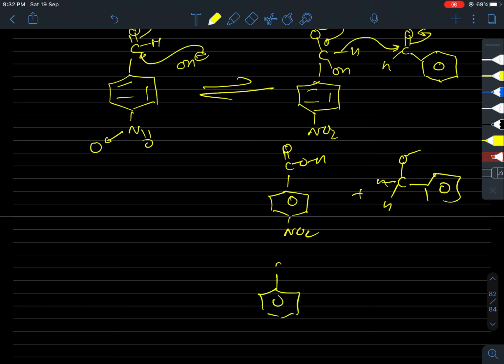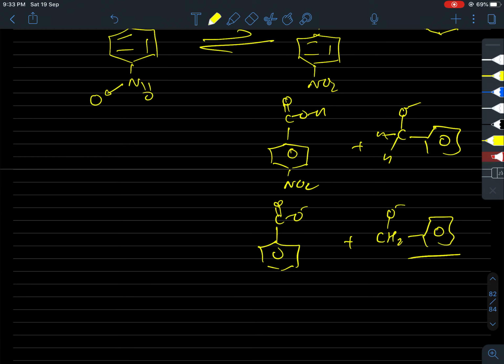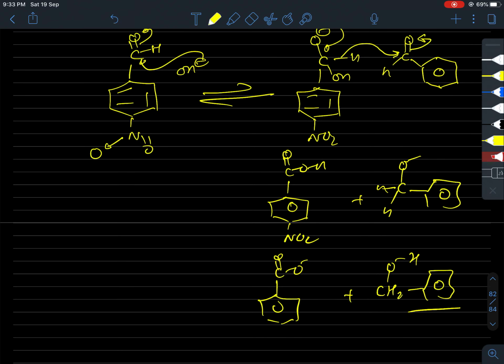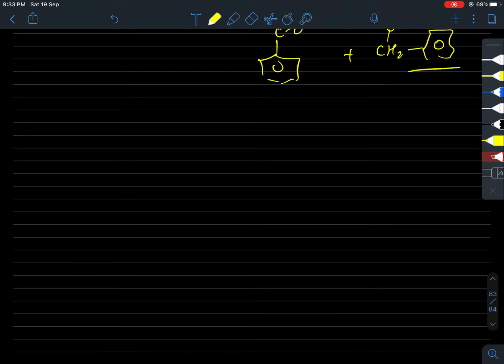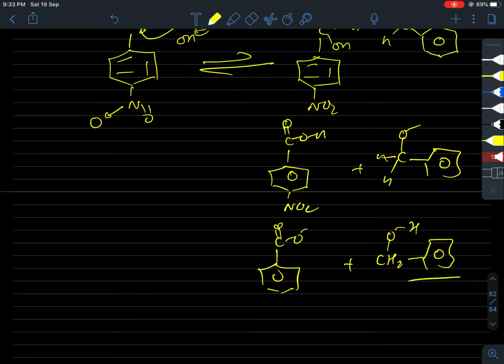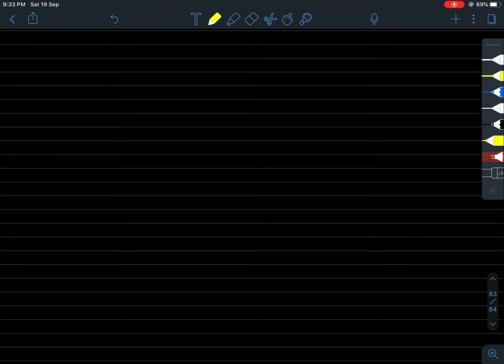So the carboxylate part will be the one which has the electron withdrawing group attached with it, and the alcoholic part will be the one which does not have the electron withdrawing group attached with it. So like that you can think of more and more examples. One more I would like to, these two things I can merge them together.